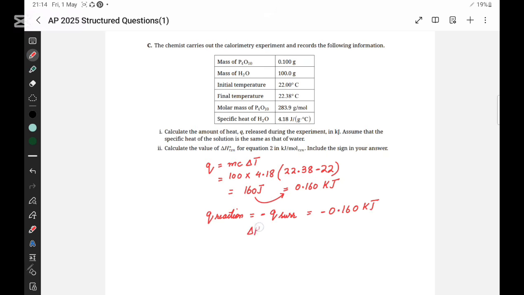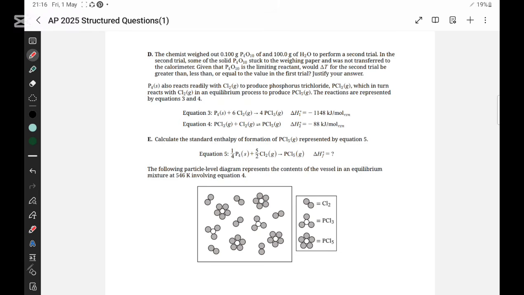Now, in order to find the enthalpy of reaction, we take minus 0.160 divided by the moles of P4O10. The mass of P4O10 is 0.1 and its molar mass is 283.9, so 0.1 divided by 283.9. It comes out to be minus 450 kilojoules per mole.